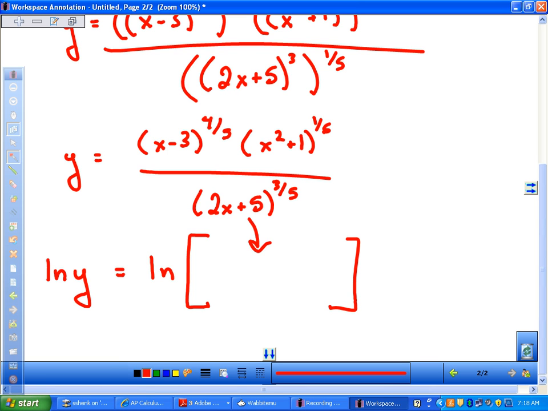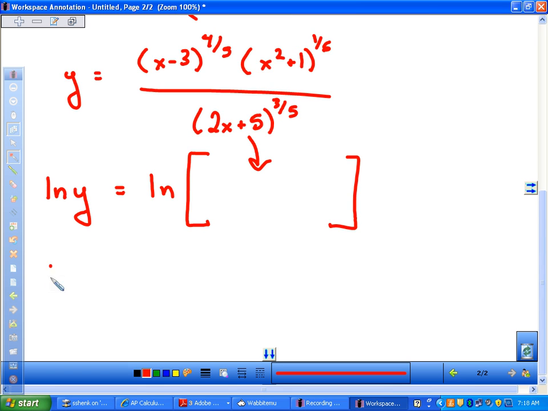Okay. Well, what we've got is now some log properties. What's the main operation going on here with this quantity? Division. Division expands into what with logarithms? Subtraction. So after we expand that subtraction, we're then going to have a multiplication up here. Well, multiplication expands to what? Addition. So this one log of this whole quantity is really going to expand out to how many natural logs? 3 natural logs.